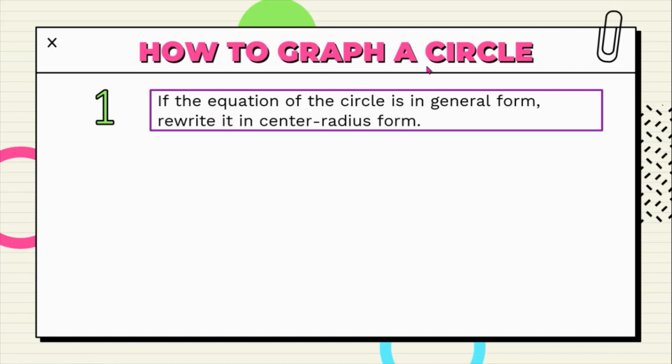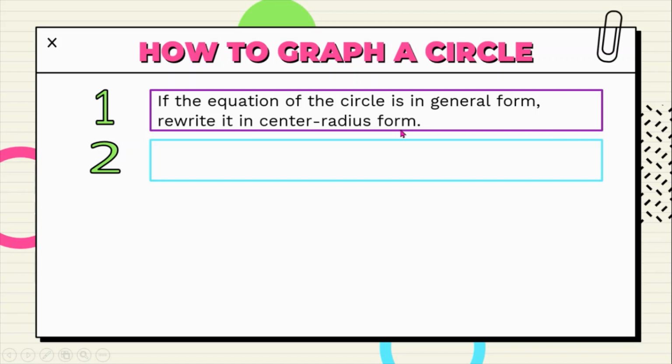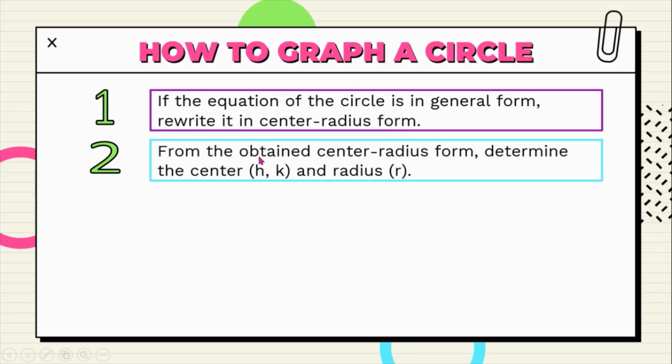First step, if the equation of the circle is in general form, we write it in center-radius form. Next, from the obtained center-radius form, determine the center (h, k) and radius r.